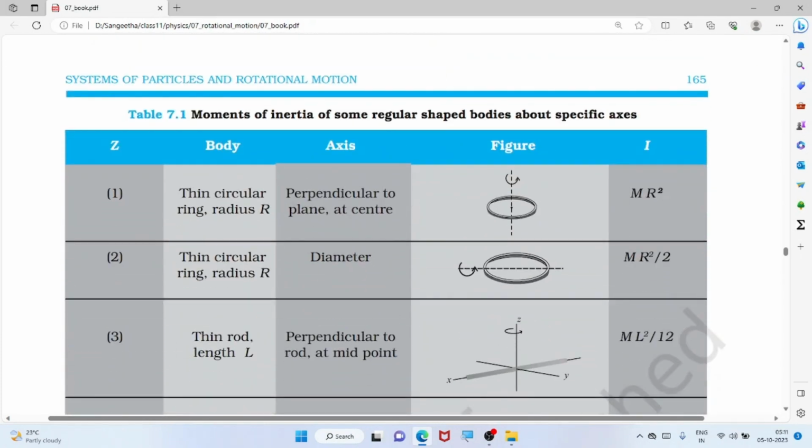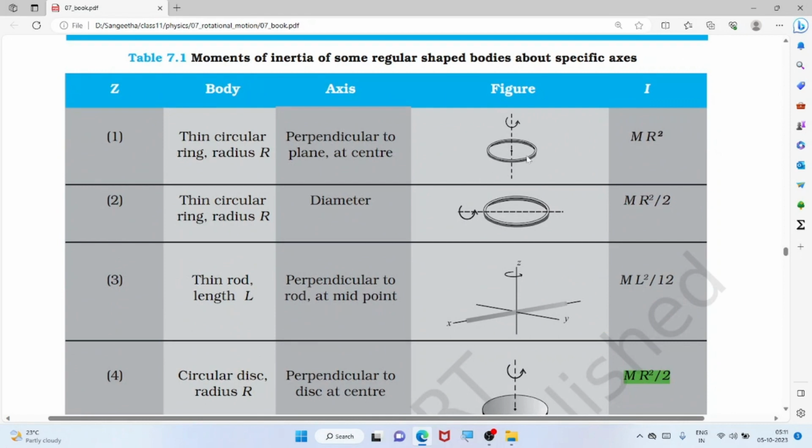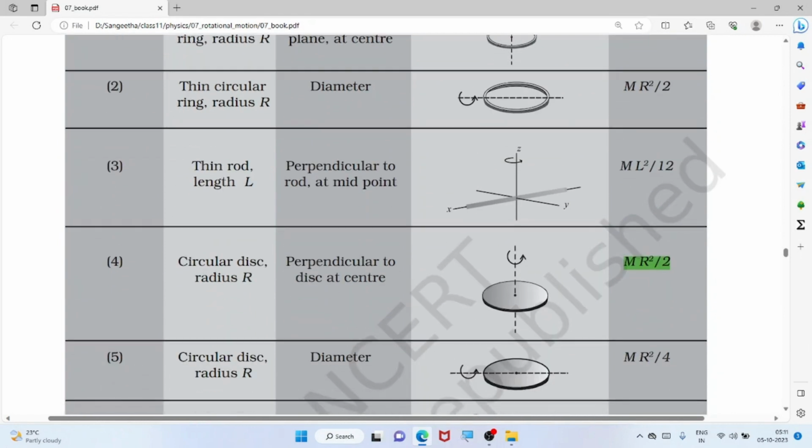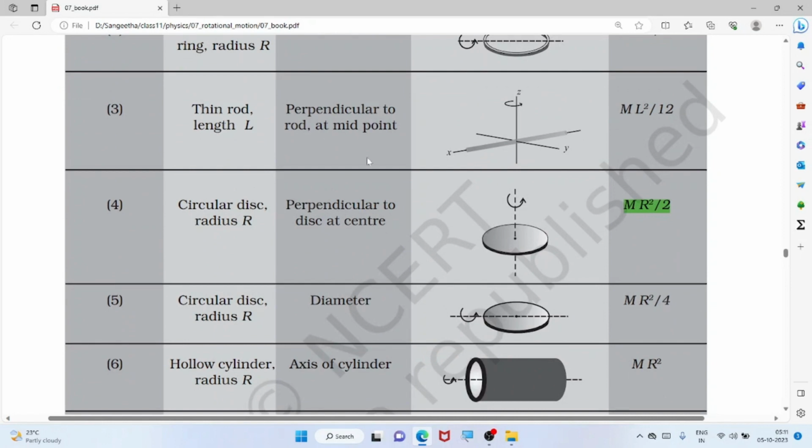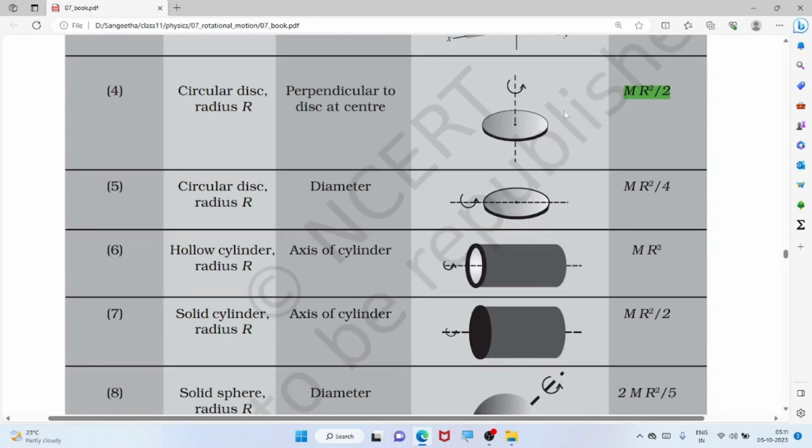These are the moments of inertia for the different shapes. We can also derive this formula.